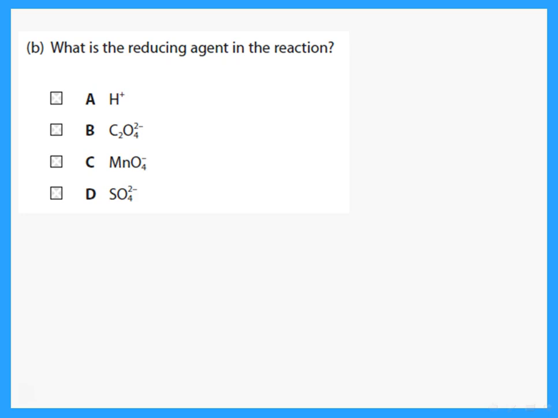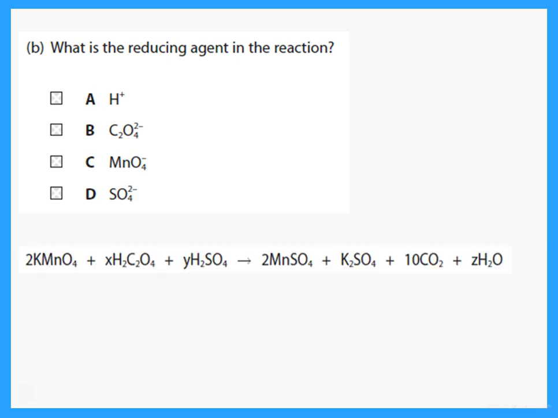What is the reducing agent in the reaction? Well, the reducing agent is the one that becomes oxidized. So let's look at this equation again. This was the equation. Which one became oxidized? It is the C2O4 that was oxidized to carbon dioxide, and the others were reduced. Remember that potassium manganate is an oxidizing agent. And anything that reacts with an oxidizing agent would be the reducing agent.